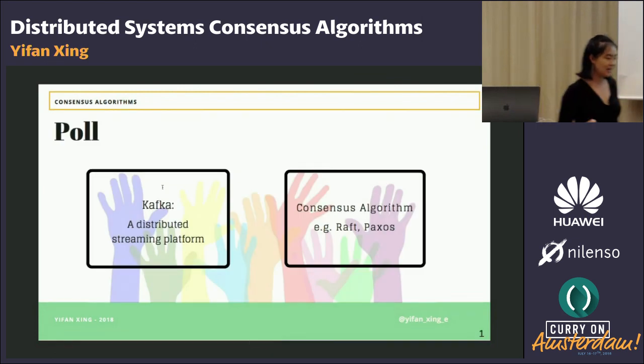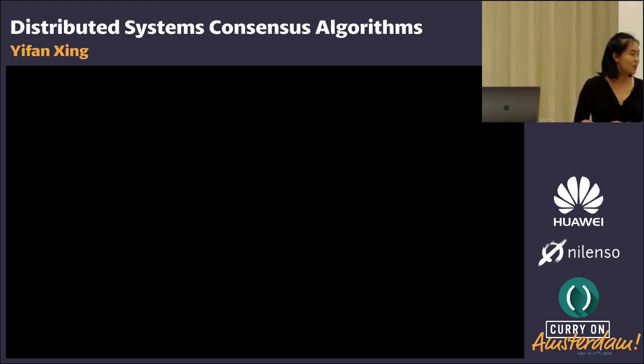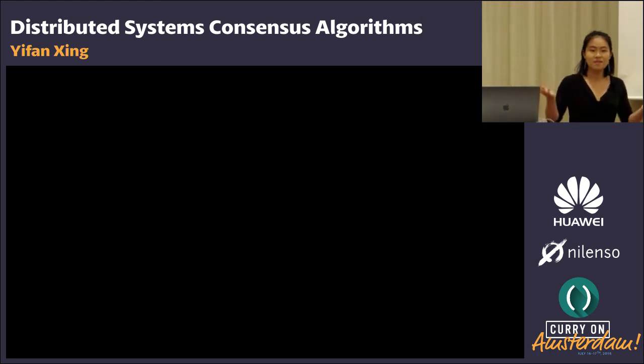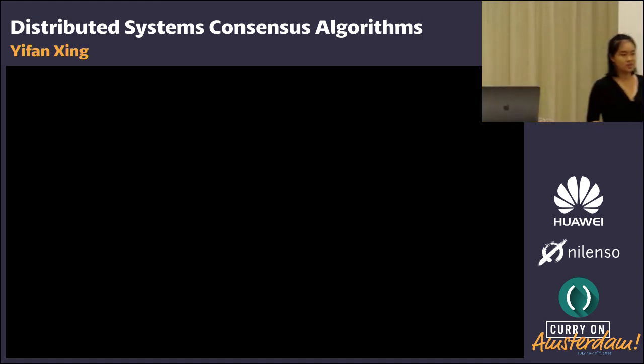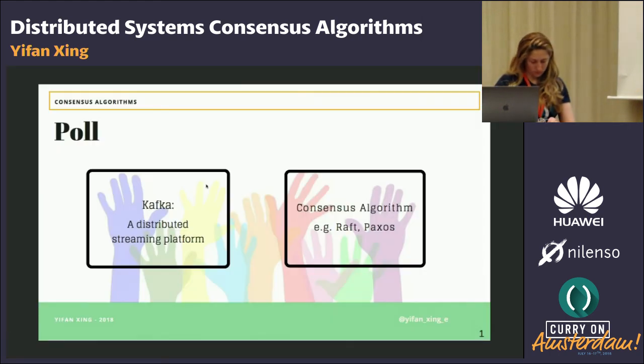Raise your hand if you're a Kafka user or know someone who knows how to use Kafka. Okay, a good amount. Now look around and raise your hand if you can describe one of the consensus algorithms used in distributed systems, or if you know someone that could describe the whole process. Okay, look around, please.